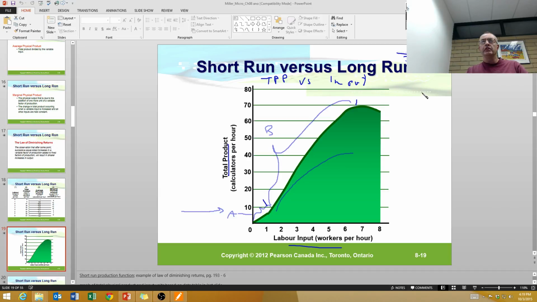And then we have section C, where as we increase our number of inputs, our output decreases, or increases at a negative rate. That's section C here. Okay, and then just to see this a little bit more clearly, we can plot the marginal physical product on the same x-axis, which we do right here.